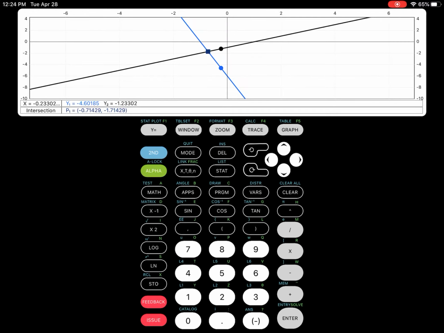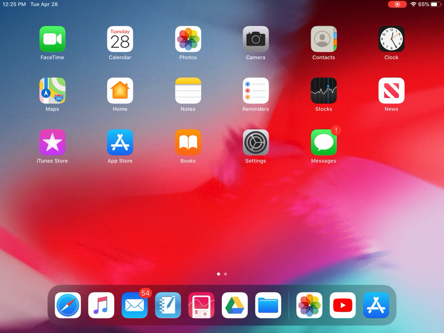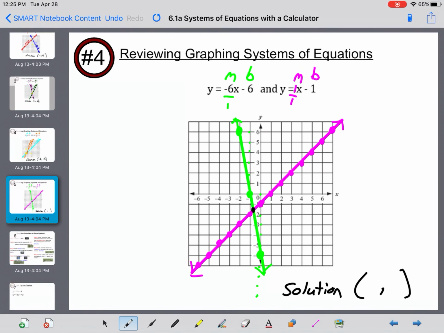Okay, and our intersection point is listed on the bottom left of the window, and it's a really messy decimal, negative 0.71429 and negative 1.71429. So we're going to round that off to negative 0.71 and negative 1.71.